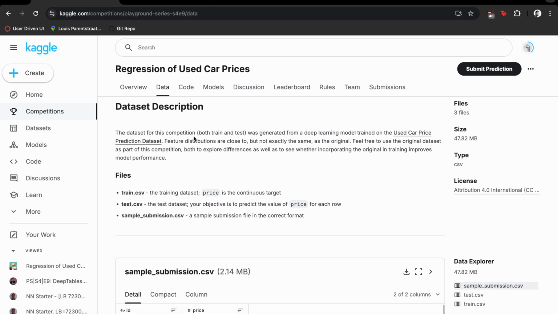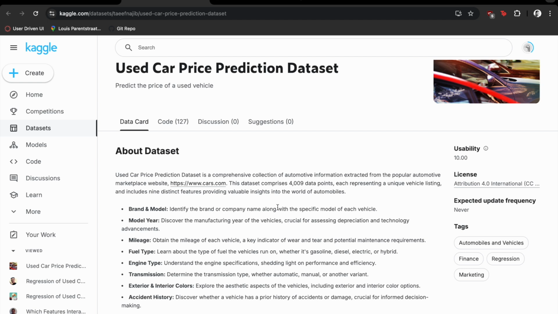As you can see from the dataset description, the data was generated from a model trained on a different dataset, the used car price dataset. It's a dataset which is collected from cars.com. It has 4009 data points.